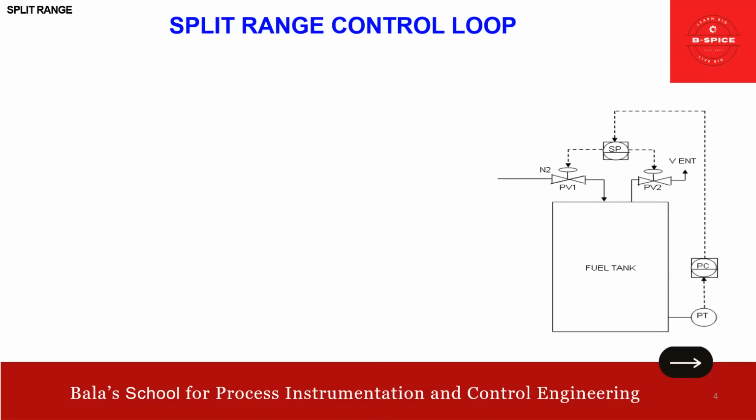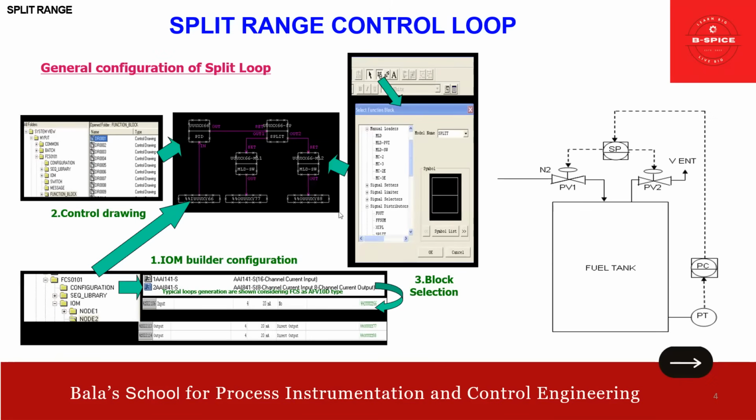Now I am going to explain with the help of this Yokogawa. As usual, for this configuration we need to go to the system project view. You can see here the project view, system view, and all these projects: batch, common, FCS. Here you need to go to the node. If you expand the FCS, you will have a node, and in the node you need to configure this input.